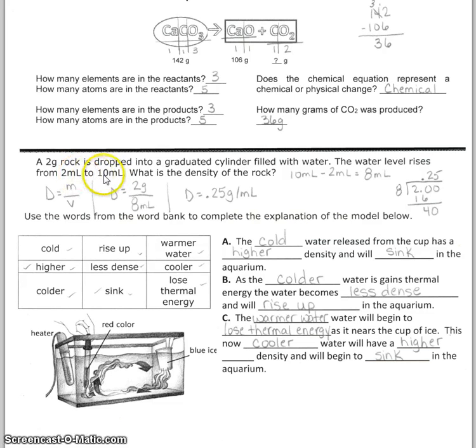Well, I use both. This is the original level of the water, and this is the final level of the water after the rock was dropped in. So I take the final volume, 10 milliliters, I subtract 2 milliliters, and I end up with a volume of 8 milliliters for my rock. So 2 grams divided by 8 milliliters is 0.25 grams per milliliter.